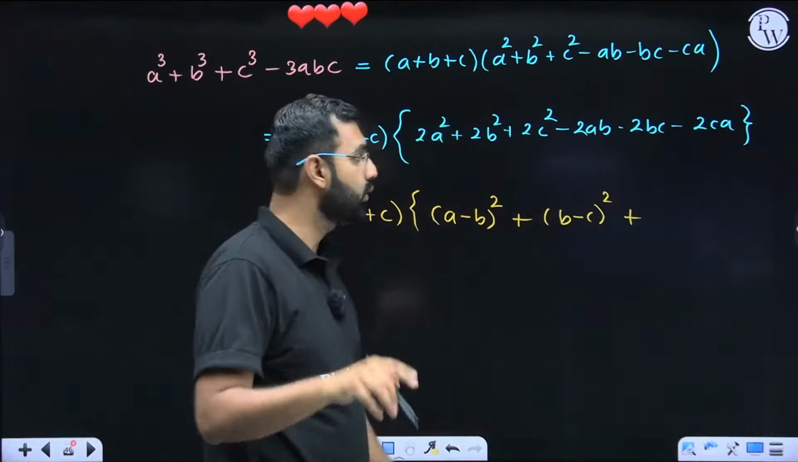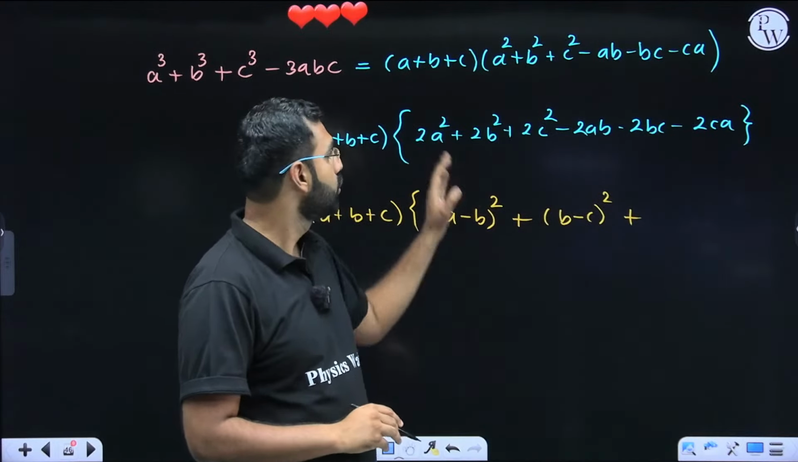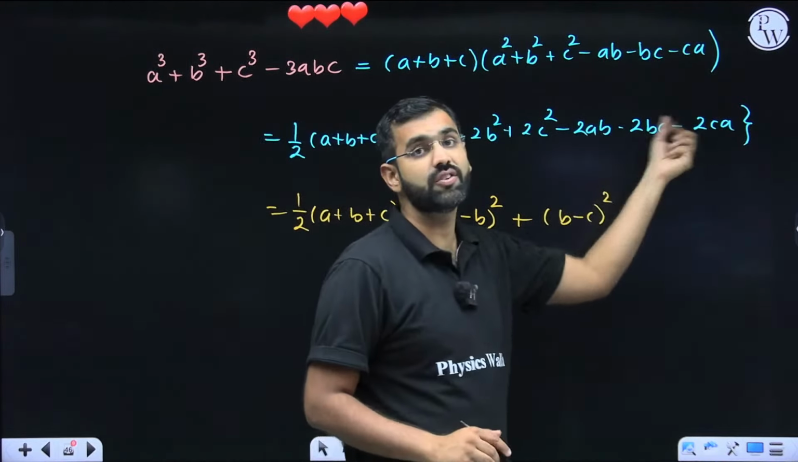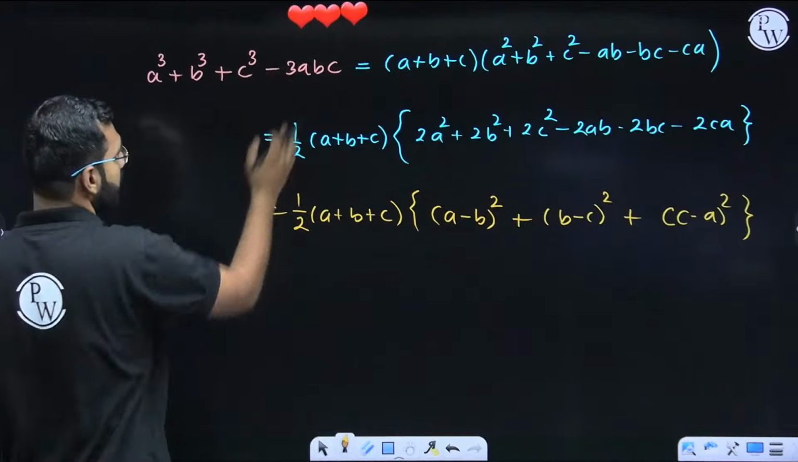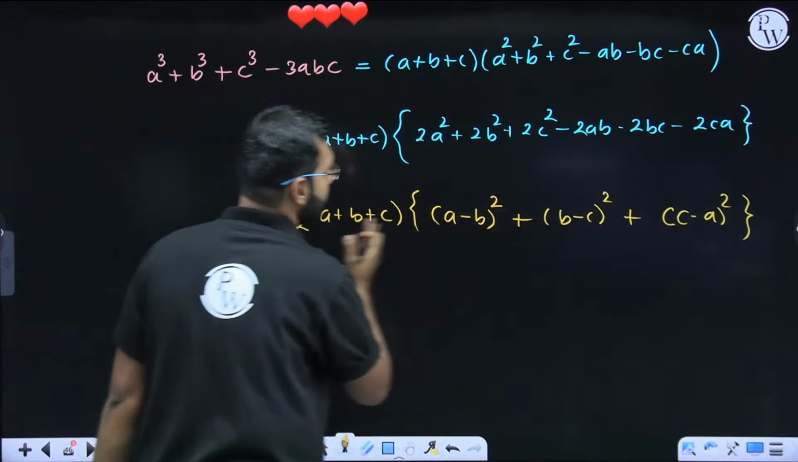Then I'm still left with 1a square and 1c square. So c square plus a square minus 2ca. Can I not replace that by c minus a whole square? So you have to remember this result as well, that a cube plus b cube plus c cube minus 3abc can be written like this as well.